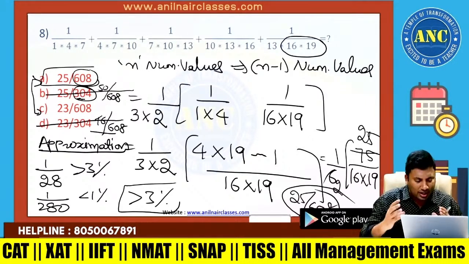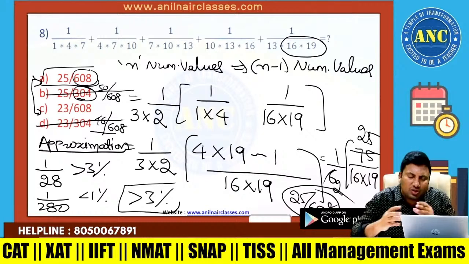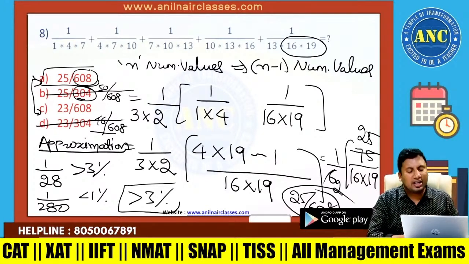So greater than 3%. 23 by 608 is just less than 4%. The smaller values will come together and it is becoming just greater than 4%. I hope you are able to eliminate.